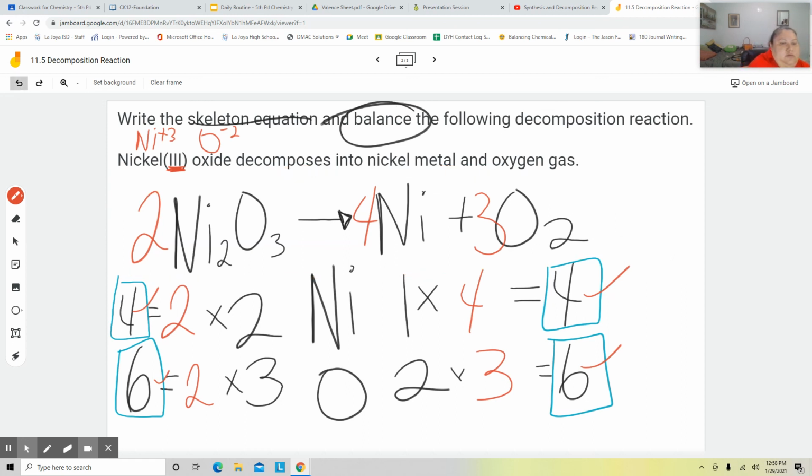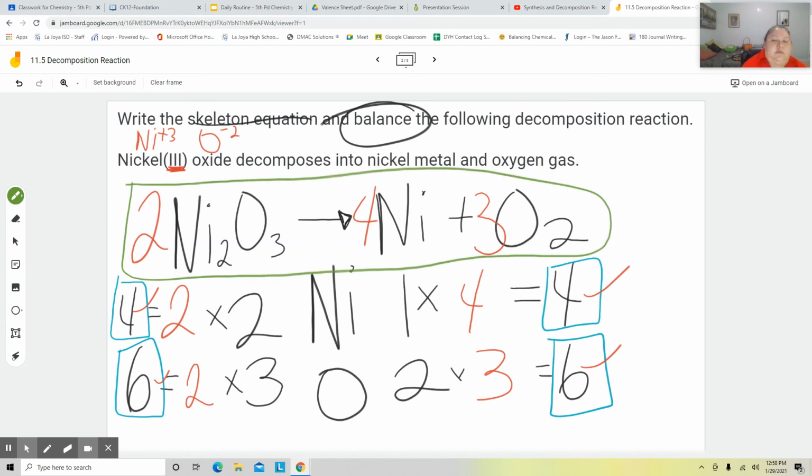Oops. I'm going to do it in another color. That is the skeleton equation balanced. Okay? You see that, Oscar? We can only multiply when it comes to balancing. We can never add. We cannot divide, we cannot subtract, we cannot add. The only possibility is to multiply.